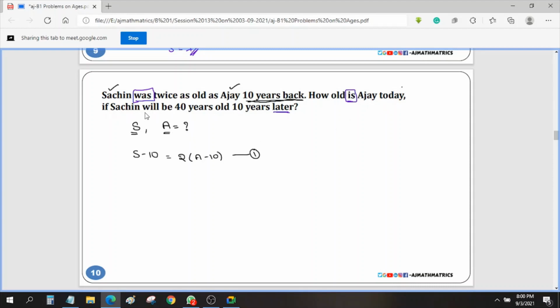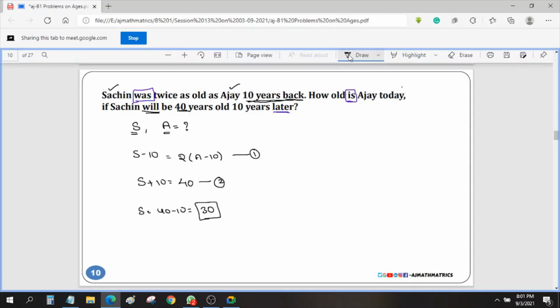If Sachin will be means what? Something representing future. Will be 10 years later. So 10 years later means what? S plus 10, which is equals to 40, it is given. So this is the second statement. So S equals to 40 minus 10, which is 30. Okay, so Sachin age, S equal to 30 we are getting.